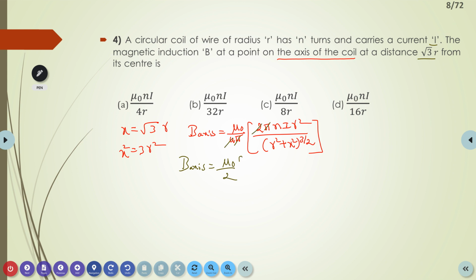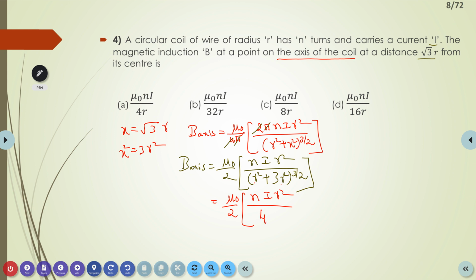This 2 gets cancelled. Into what? N I into what? R square divided by what? R square plus 3R square raised to what? 3 by 2. Now you simplify it. This is equal to mu naught divided by 2 N I R square divided by R square plus 3R square, it becomes what? 4R square. 4R square raised to what? 3 by 2.